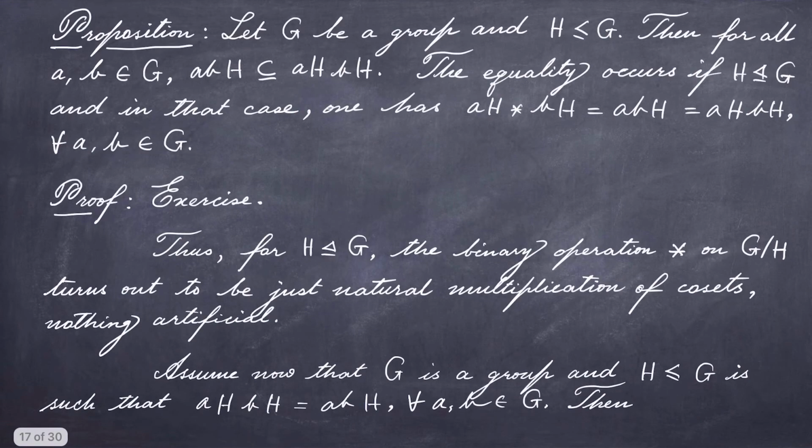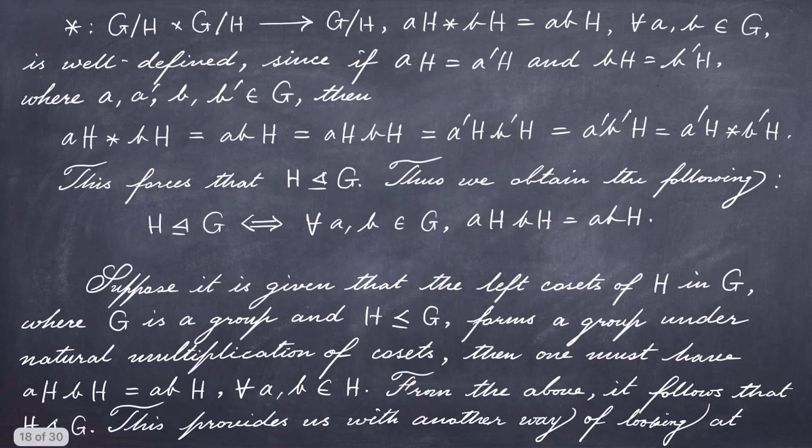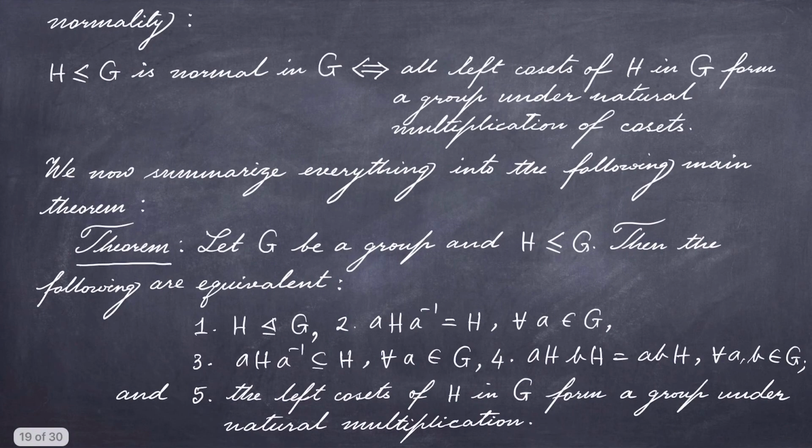So again, let me remind you, first we have proved that if H is normal, then with respect to natural multiplication of cosets, this becomes a group. And here we have seen that if it is given that with respect to natural multiplication of cosets this is a group, then from that we get H is normal in G. So putting these two together, we see that the left cosets form a group with respect to this natural multiplication when and only when H is normal.